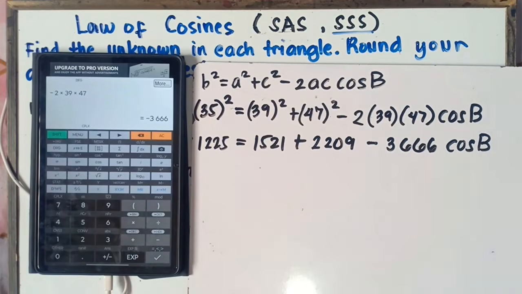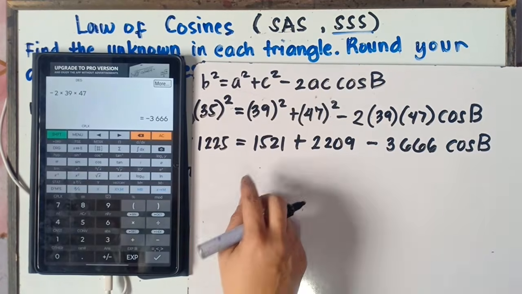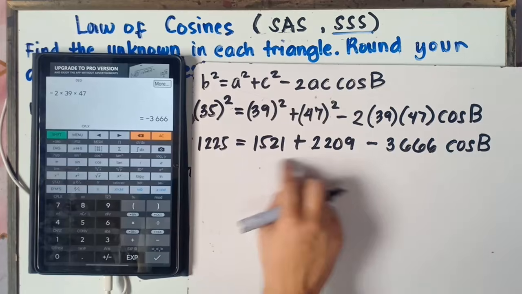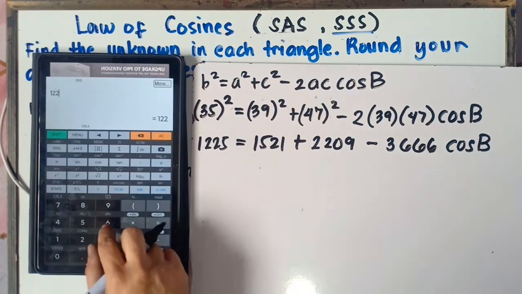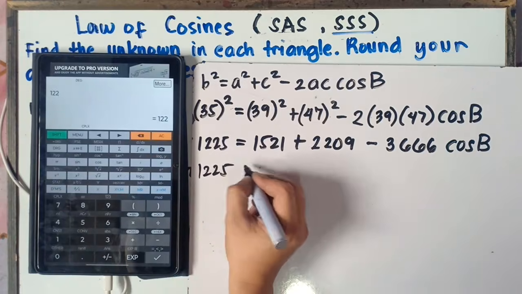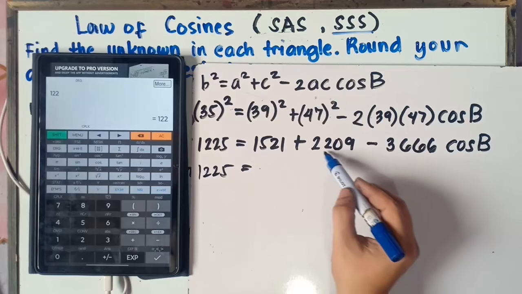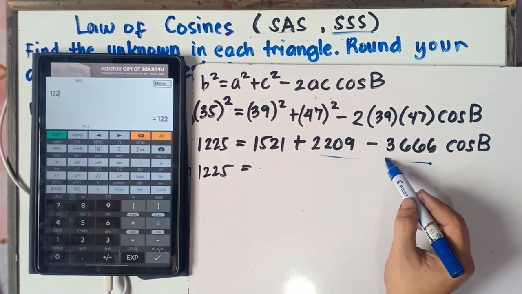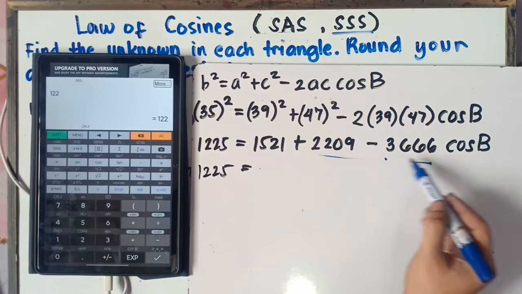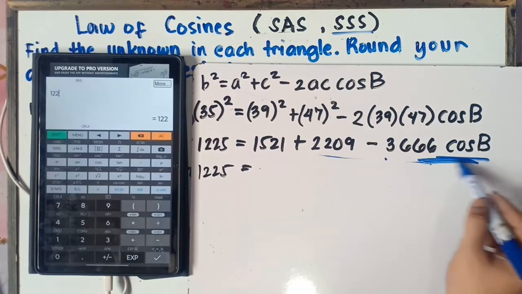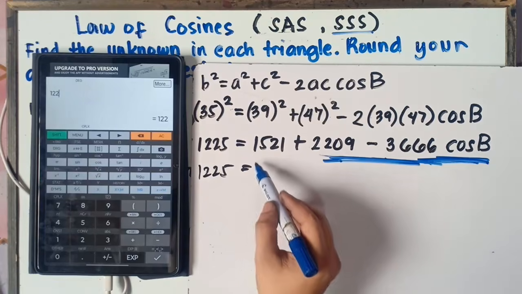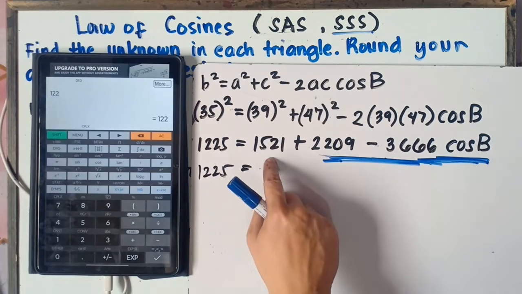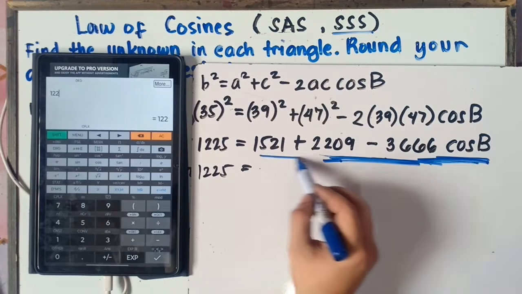Do it step by step, class. Simply combine this one: 1225, copy 1225 equals. Once again, class, you can never combine negative 3666 because it contains a variable, cosine B. Simply combine the numbers. Do not combine this one.